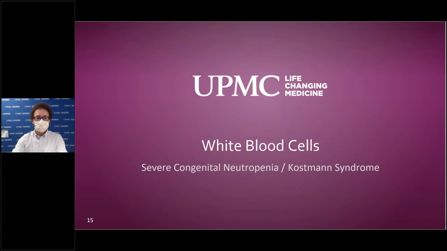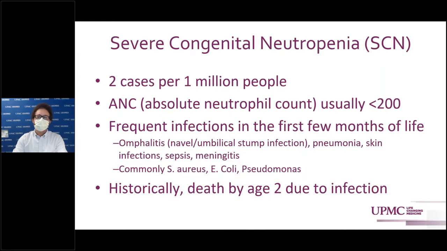Moving forward to white blood cells, one of the main ones I want to talk about is severe congenital neutropenia, which also includes Shwachman syndrome. So SCN, again, rare, about 2 cases per 1 million people, and typically they have this ANC, or what's called an absolute neutrophil count. And a neutrophil is just a type of white blood cell that's usually less than 200. For the majority of infants, a normal count is 1,000, and then past about a year or so, a normal low count is 1,500. So with this ANC being less than 200, that's severely low, hence the name.